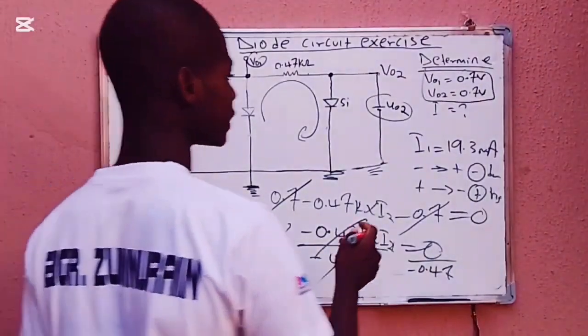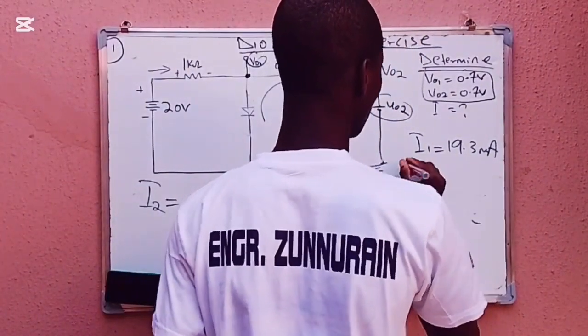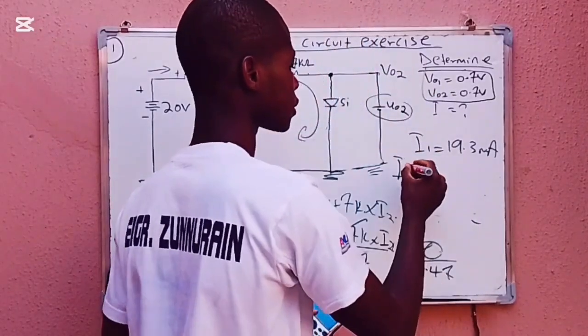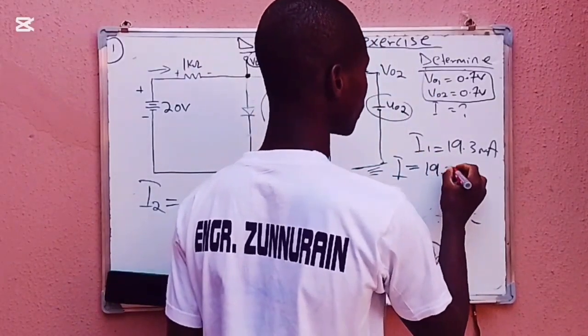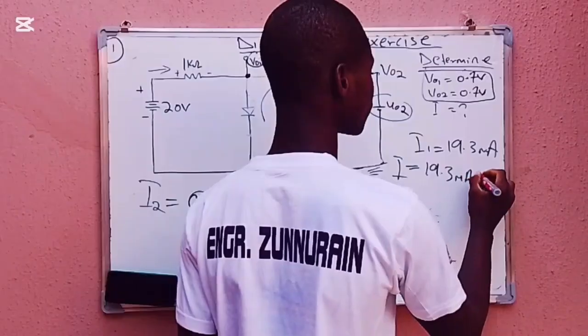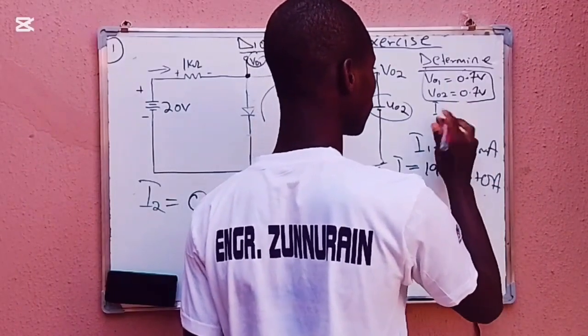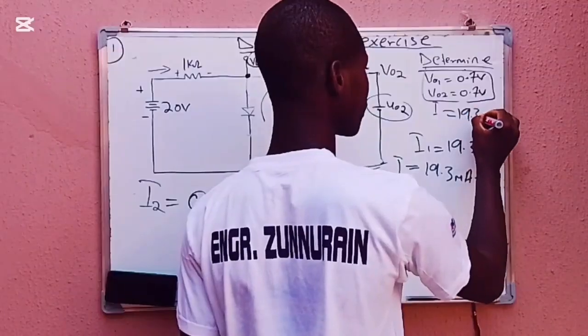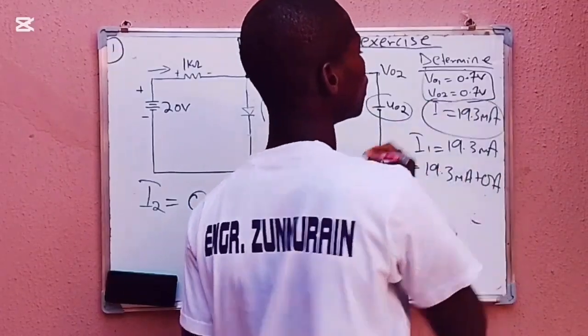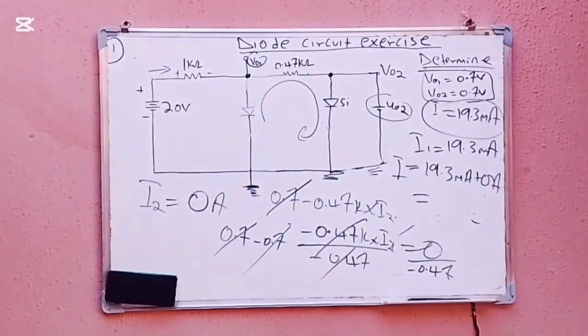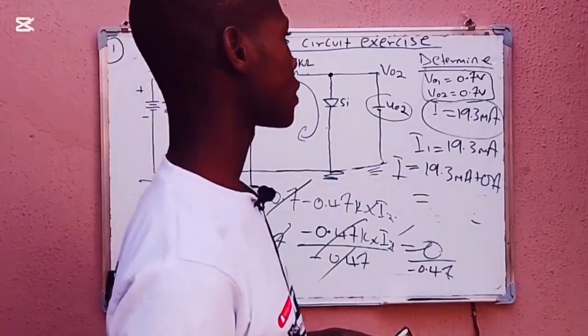So I will say the total current in this circuit should now be 19.3 milliamps from 0 amps. So my new current should now be 19.3 milliamps. So this is all I have for you for the first question.